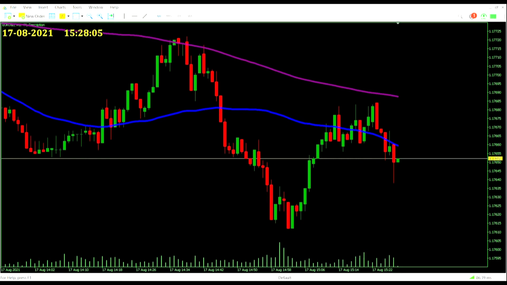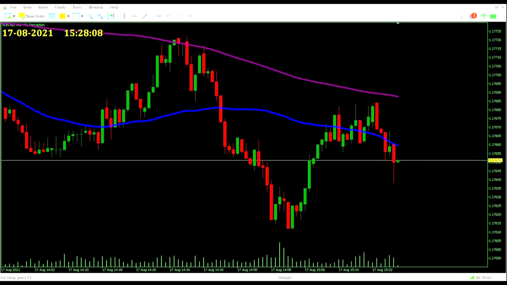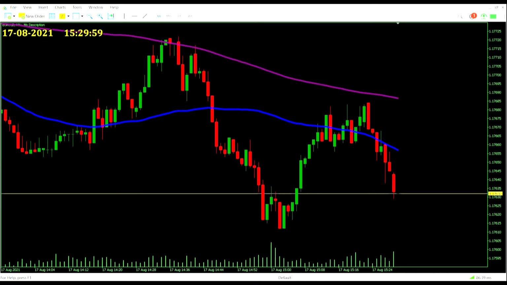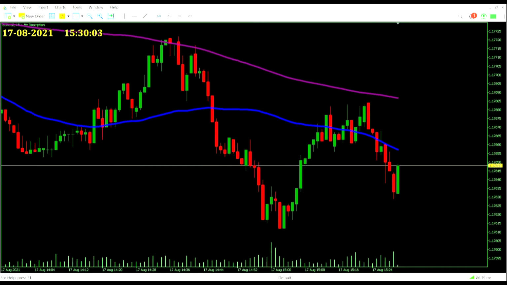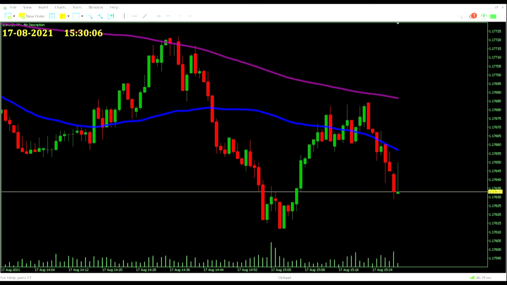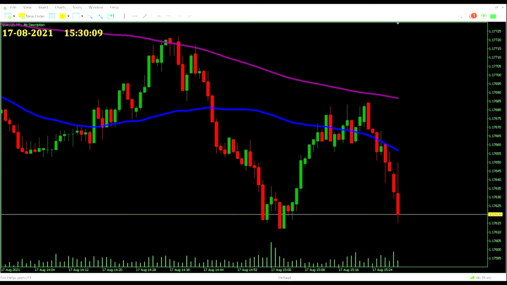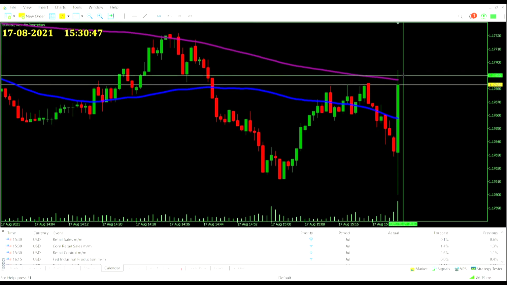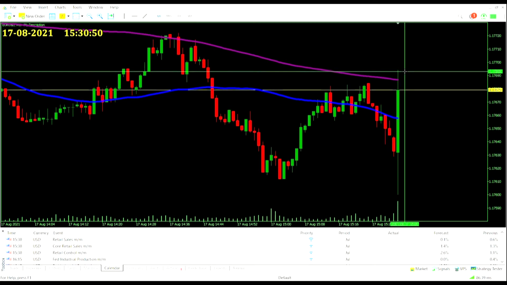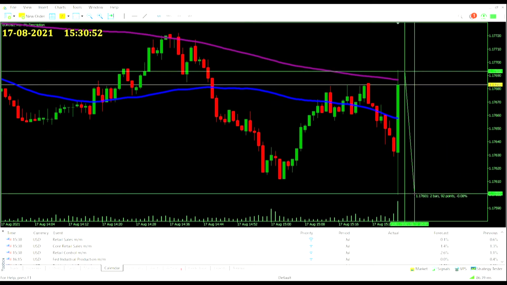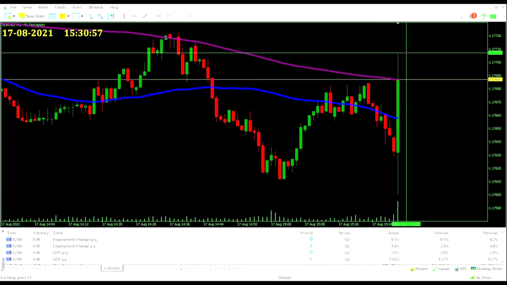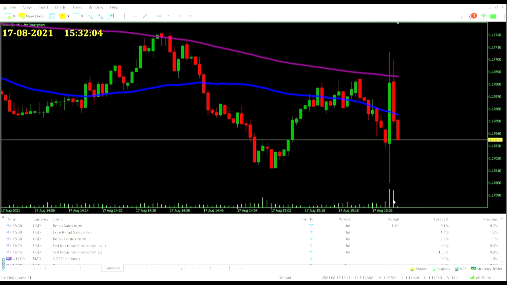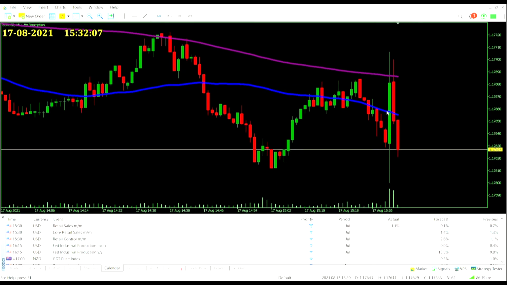Bit more selling pressure starting to come in as we're 2 minutes off from these retail numbers. Here come the numbers. Price very jittery. Look at this range on this one candle. 9 pips top to bottom so far, and now it's further. 10 pips. So you can see the massive increase in volume and volatility that's come.